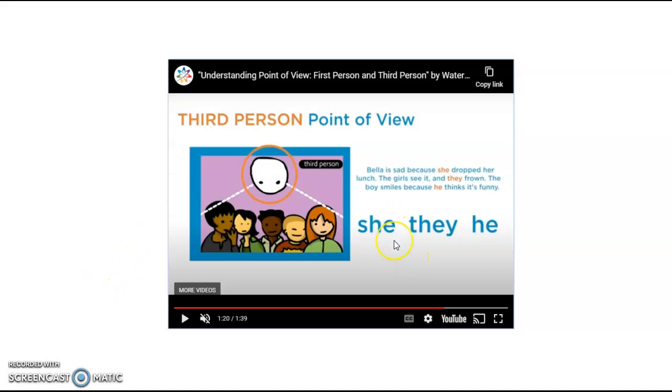These pronouns let you know that it's third person point of view. She didn't say I did it because the narrator is not in the story. They use pronouns like she, they, and he. That tells you what everybody in the story is doing. That tells you what she is doing, what they are all doing, what he thinks. Third person narrator tells you about everybody in the story.